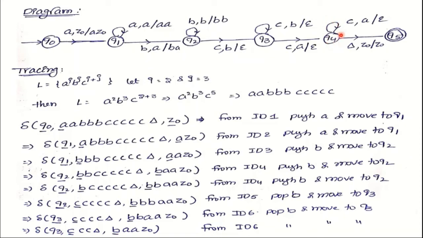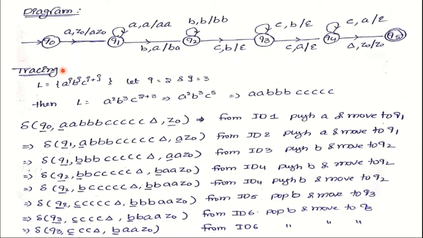From Q4 we can pop the A's from the stack when we read input symbol C. After completion of the A's in the stack and the C's in the input, we read the input symbol del, the end of the input. Here the top of the stack is obviously Z0, so no operation and we go to the accepting final state. If the top is anything other than Z0, the string is not accepted. So this is the pushdown automata for the given language.